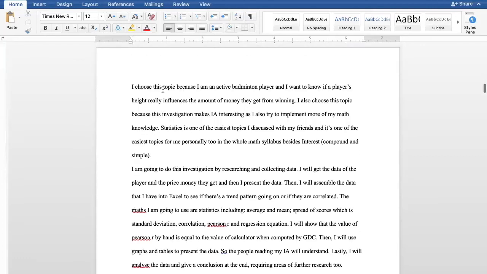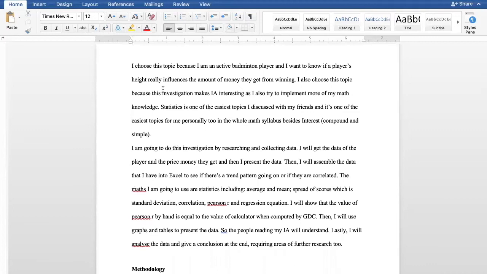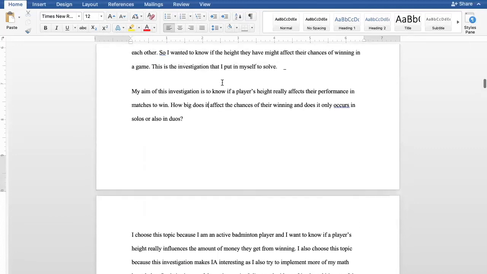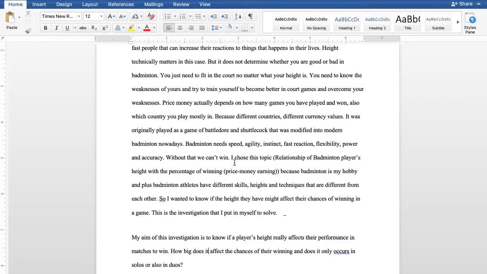Because when a student does an IA, there has to be an output out of the IA, not only that you want to know whether this affects this, but what is it? What's actually the output of your exploration? Okay, let's take a look. I choose this topic because I am an active badminton player. This is the same, right?